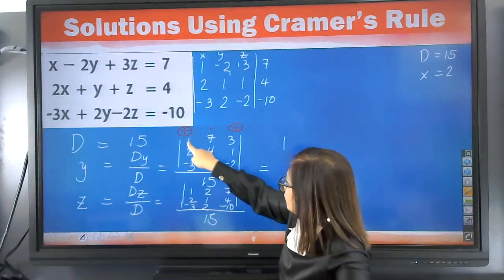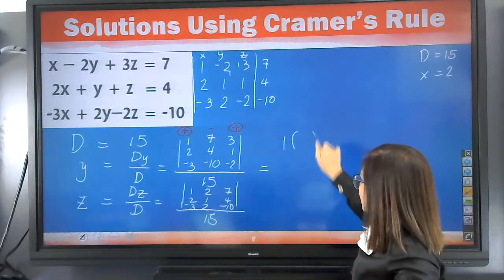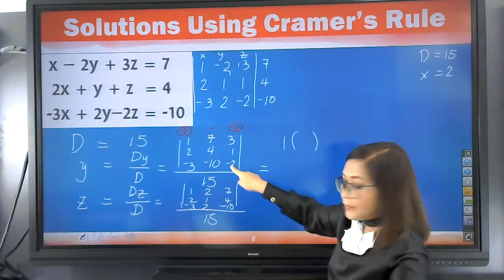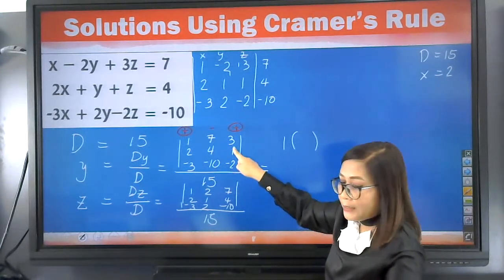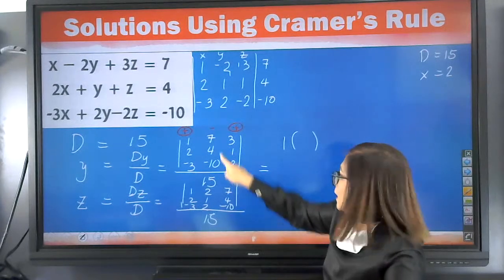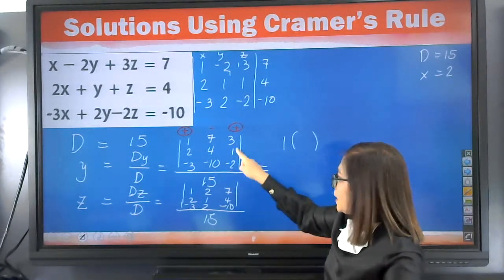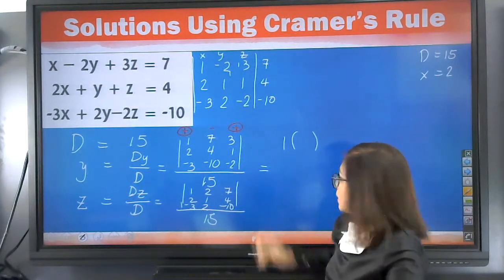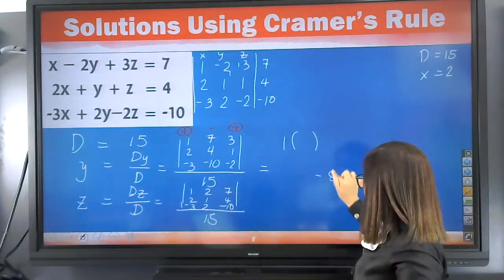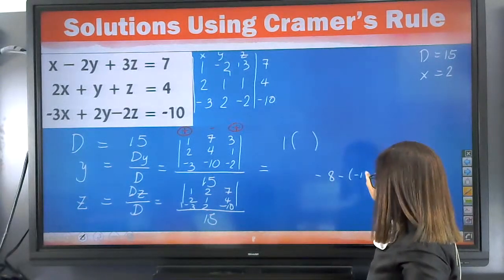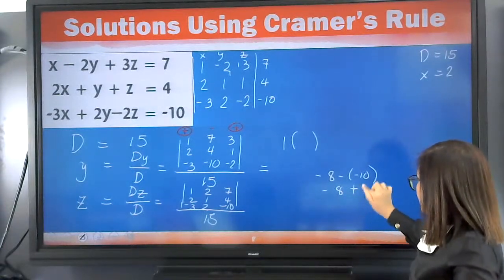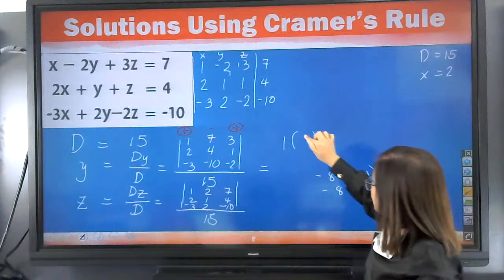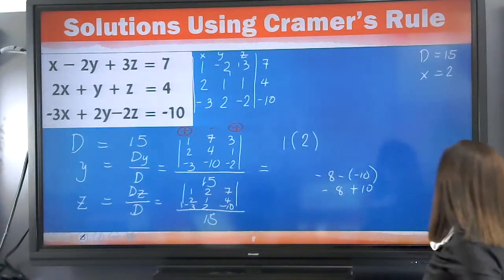So it's positive 1 times, what is this? Negative 8 minus negative 10. What's the answer? Negative 8 plus 10. So the answer is 2.